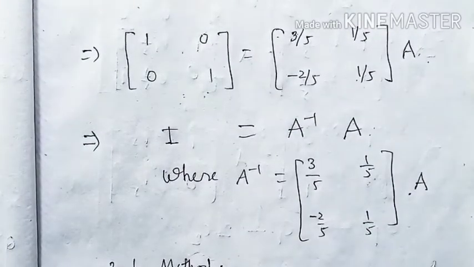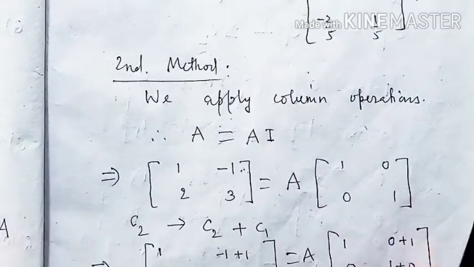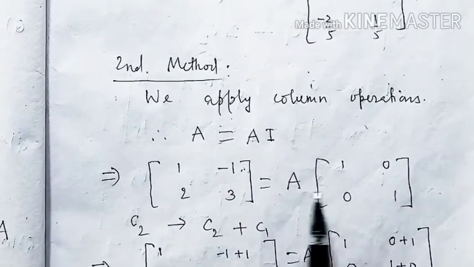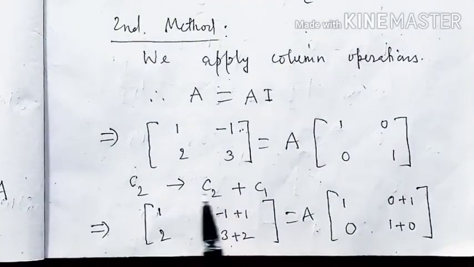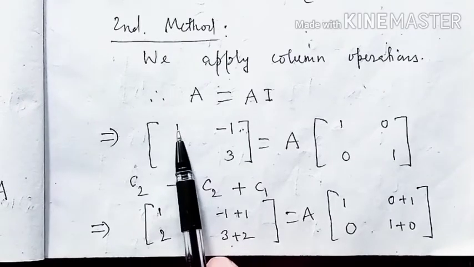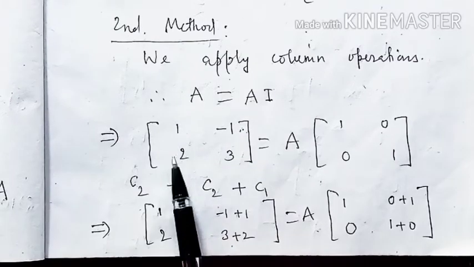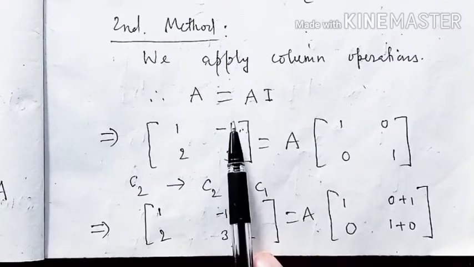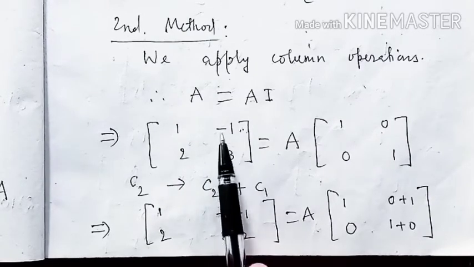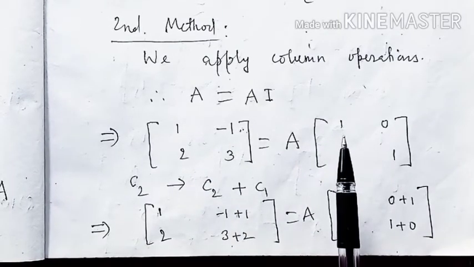We can also apply column operations. This is the second method. But for that we start with A is equal to AI. Here we have A this one, A here. Now we have to apply operations on column only. So this is 1 here. We have to make this one 0 using column. So we simply add C1 in C2 to get here 0. In both matrices we apply the same operation.